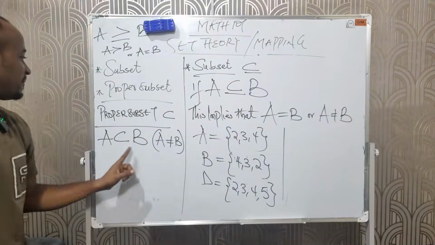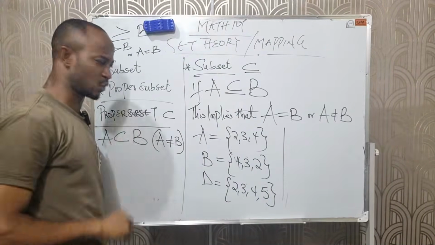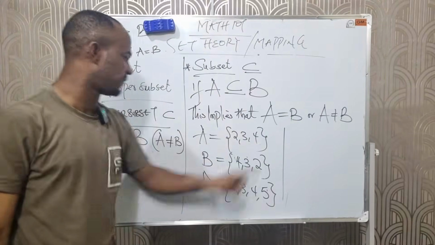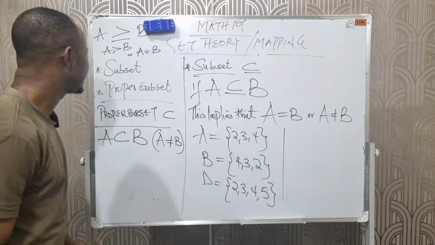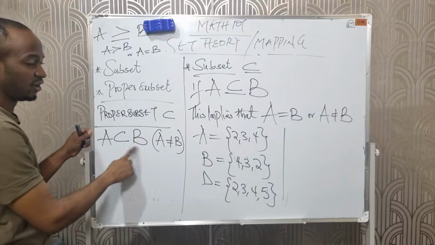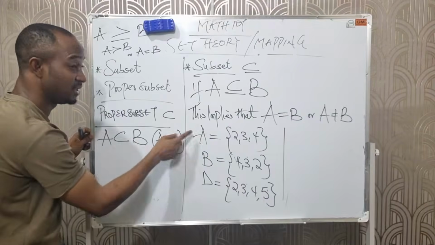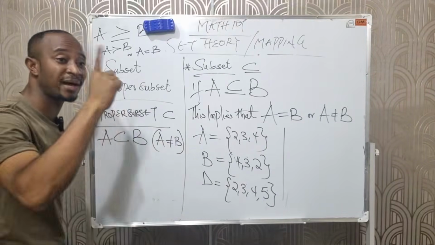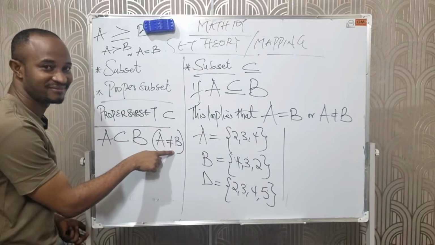But for this year, A is only equal to B. Now let me ask this question. Since A is 2, 3, 4 and B is 4, 3, 2, can I say that A is a proper subset of B? Can I say A is a proper subset of B? No. The reason is that the condition for proper subset is that A is not equal to B.